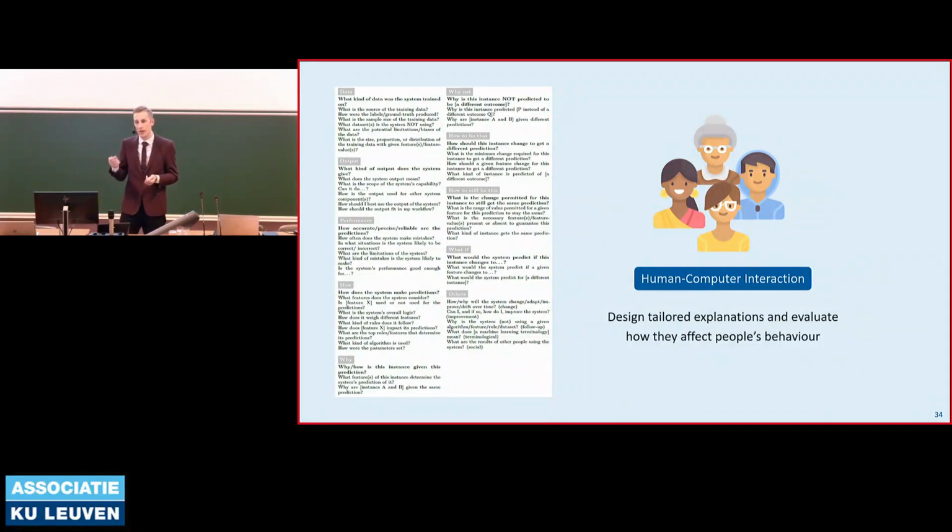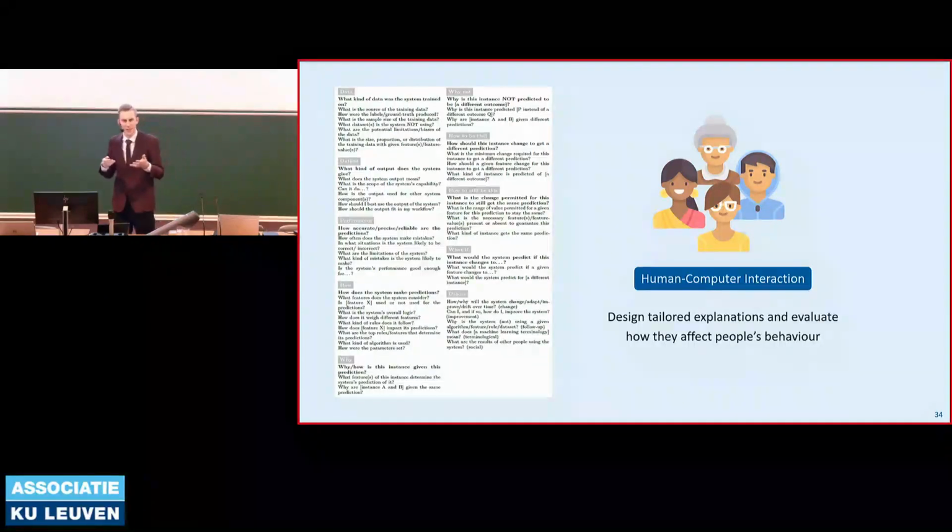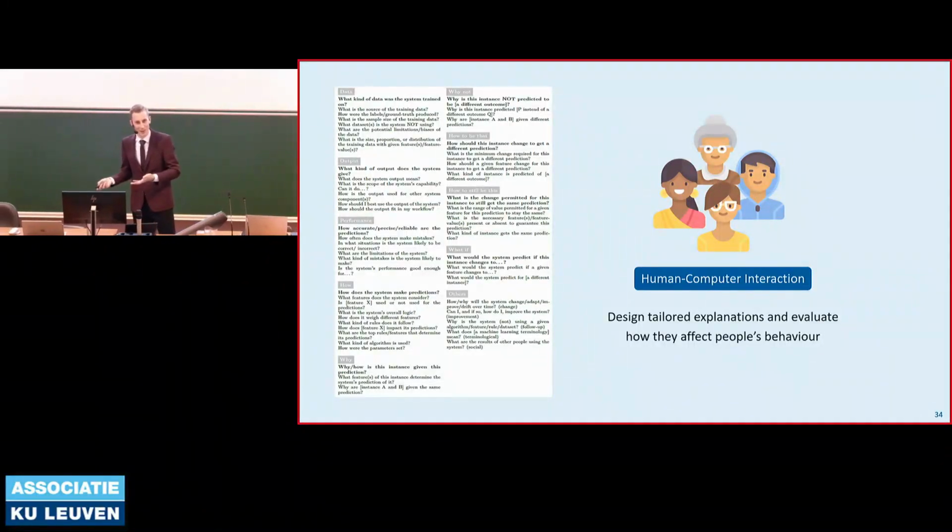And so that's why human-computer interaction is actually the perfect field to study how can we design tailored explanations for a specific audience in a specific context. And also important is, how do these explanations affect people's behavior? Because that's in the end what we want to do. We want to know whether they improve, for example, in a specific task, whether it improves their understanding, whether they understand the explanation in the first place, right?